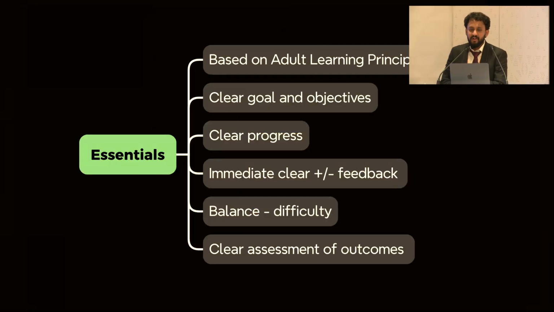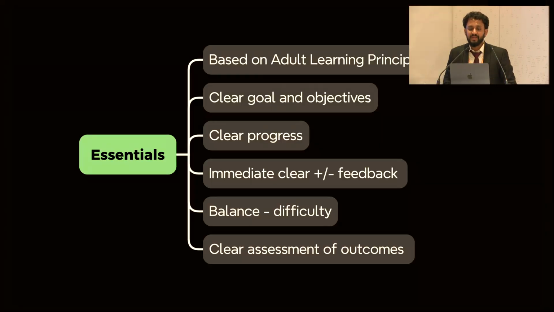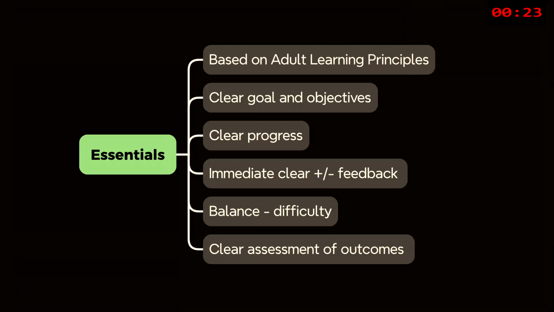So to summarize, we've got these essentials. Any game simulation, no matter what element we use to teach, should be based on adult learning principles. They stand the test of time. A game should have a clear goal and objectives. There should be a clear progress, a clear path, with an immediate, clear, positive or negative feedback, with a right balance of difficulty and easiness.